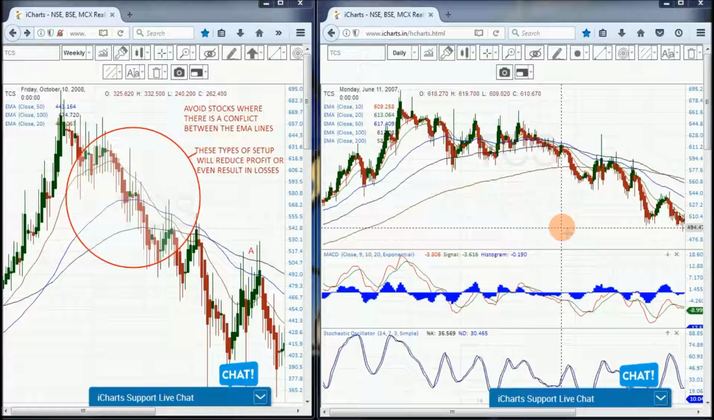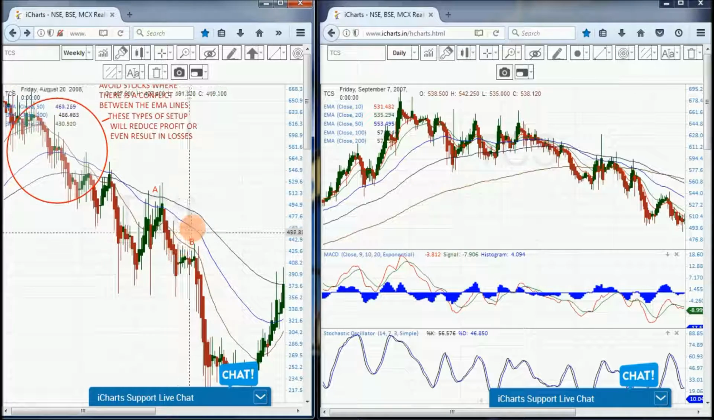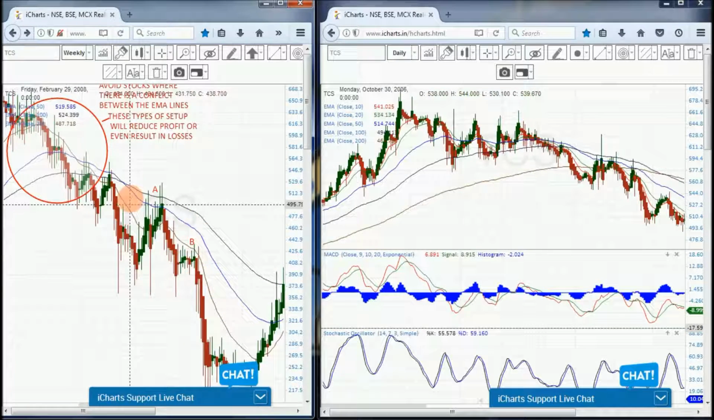So it's better to avoid such positions where the prices are trading within the EMA lines and you are getting a conflicting trend. And it's better in that case to just wait when all the EMA lines are in sync. What I mean to say is the prices are following a trend. So if you see over here, your 20 period is below your 50 period, and 50 period is below your 100 period. Okay, so it's a well defined downtrend.